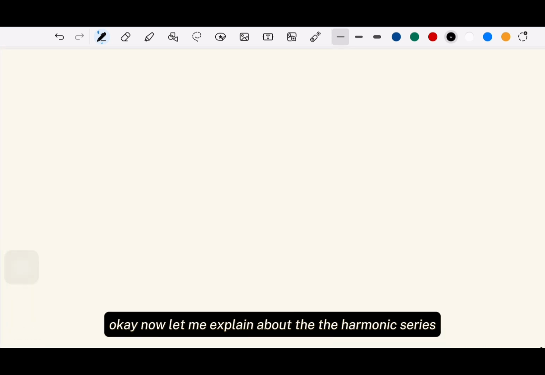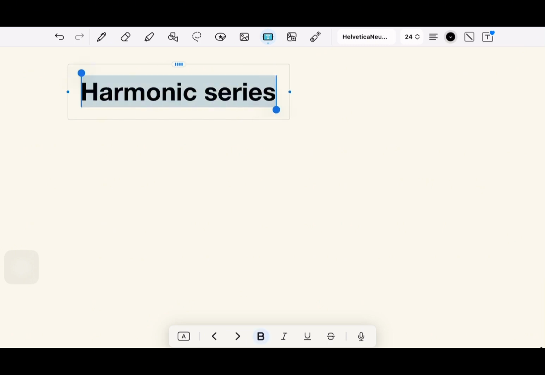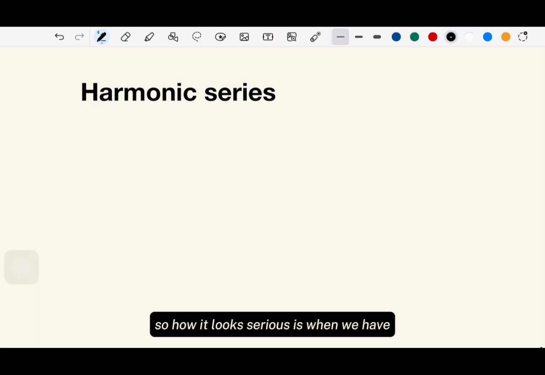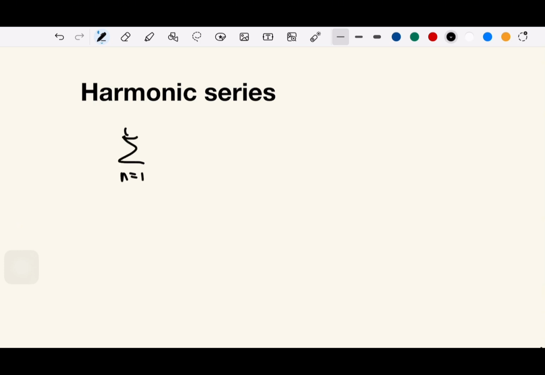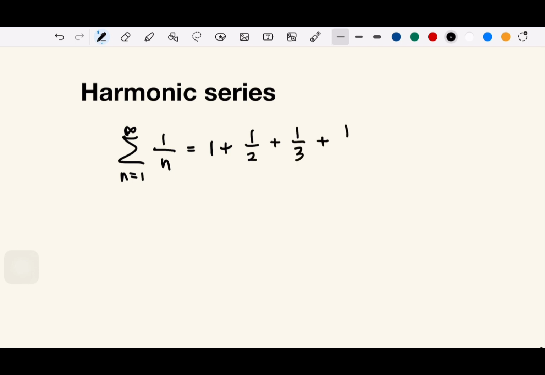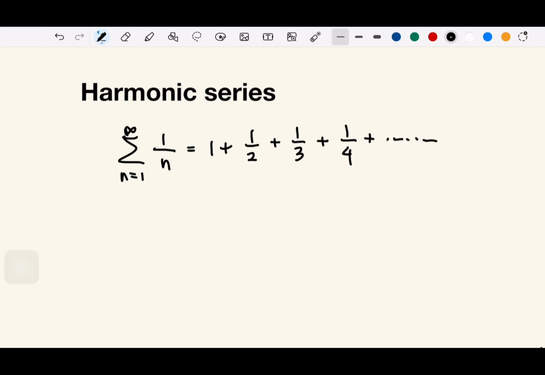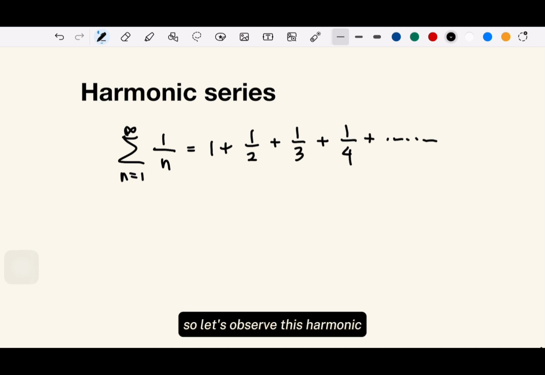Okay, now let me explain about the harmonic series. So the harmonic series is when we have 1 over n, and then we are going to add all the terms as we input n, and the terms will be increasing. So let's observe this harmonic series using the partial sums, Sn.